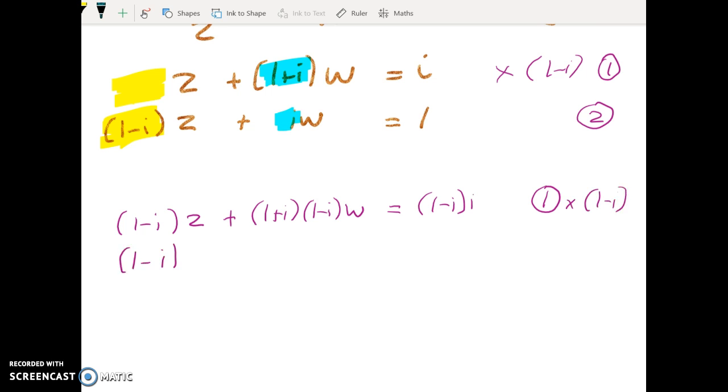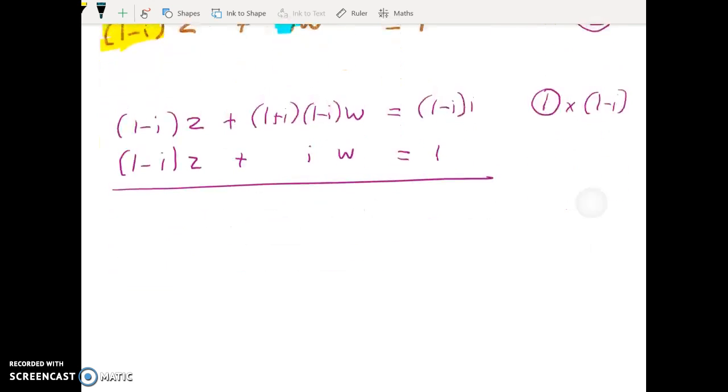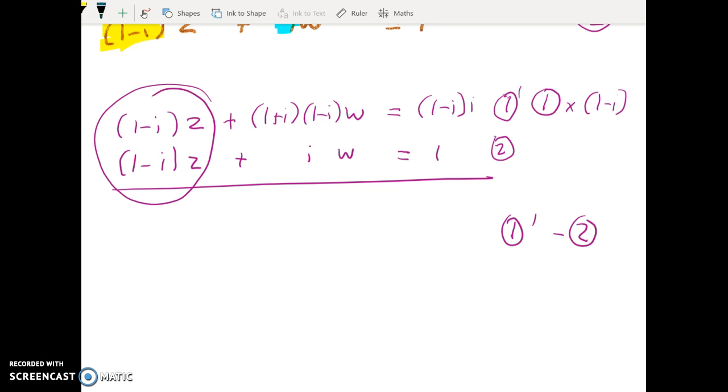And then underneath it, nothing changes. Now we're going to subtract. I'm going to call this 1 dash, and this is 2. So I'm going to do equation 1 dash minus equation 2, and this is all gone, this bit here. So we're left with this. What have I got here? 1 plus 1, so 2w minus iw is equal to i minus i squared minus 1.